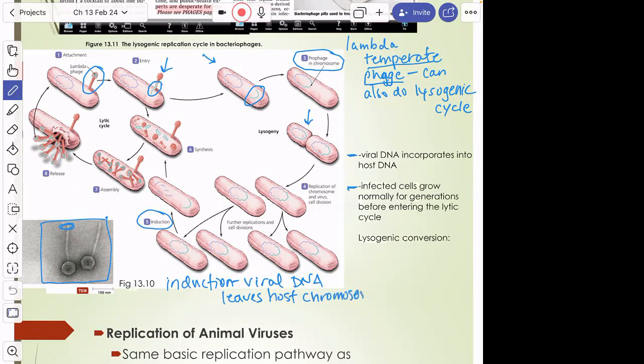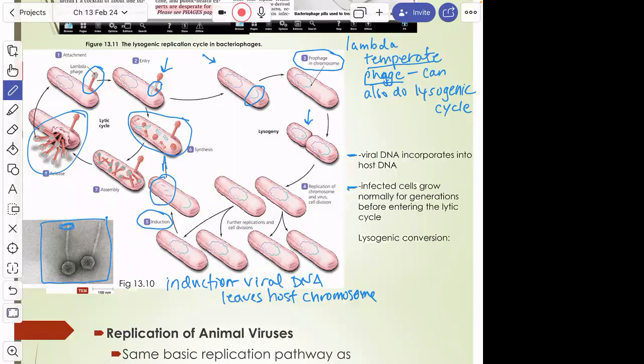When does that happen? Well, we're not exactly sure, but we do know that if the cell is in danger of dying, so if it's in some kind of harsh environment, that will stimulate induction. And that just means, again, the host chromosome degrades. Now we're entering into the lytic cycle. So the viral DNA comes out, synthesis of viral parts, that's assembled, and then we get release. So it kind of enters back into the lytic cycle.